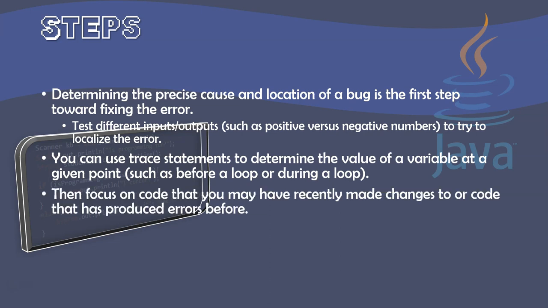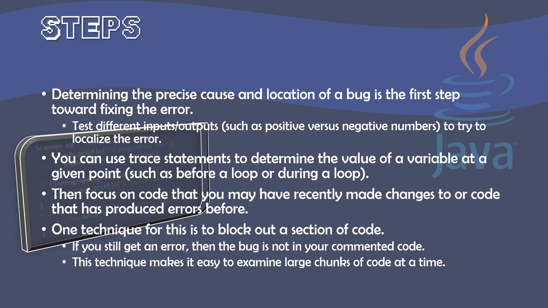Then focus on the code that we have recently made changes to, or code that has produced errors before. One technique, of course, is to block out a section of code. We can just comment it out, so we can focus on another section of code. If we still get an error, then of course the bug is not within that commented code. It's a nice way that makes it easy for us to examine large chunks of code at a time. We'll see this later on when we look at an example in Eclipse.